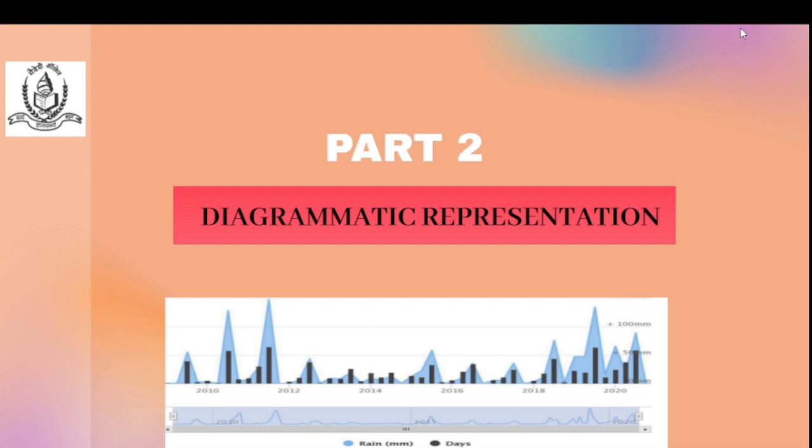In this section, we will be dealing with the importance of diagrammatic representation of data. We will also study the different types of diagrams which are popularly used for representing the data, and we'll also learn how to draw the different types of diagrams.